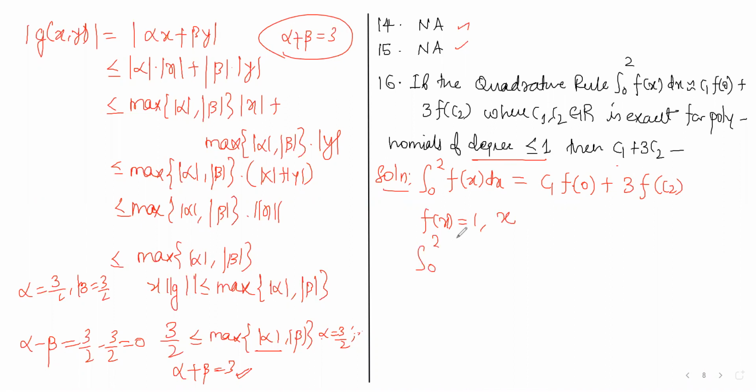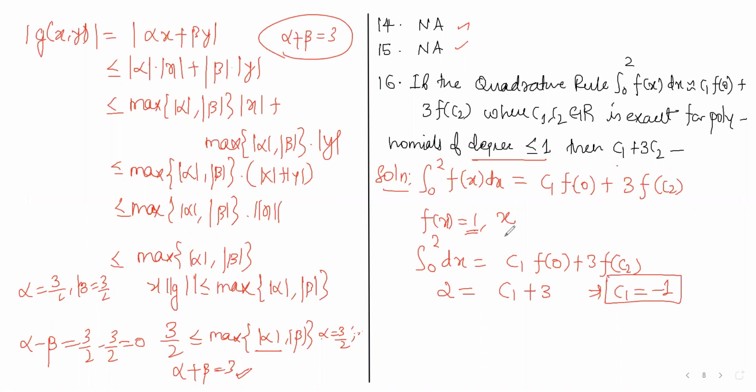So if I have 0 to 2 of constant, that means just dx, so it will be c1 times f of 0 plus 3 times f of c2. Since I have taken constant 1, so it will be simply 1. Okay. And f of 0 will also be 1 and f of c2 is again 1. So this quantity right here will give me 2, and c1 plus 3. So this implies c1 gives me minus 1.